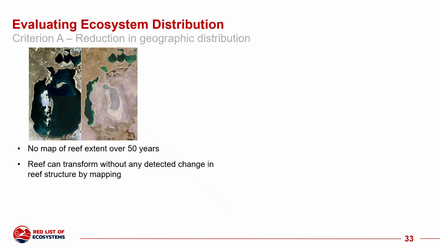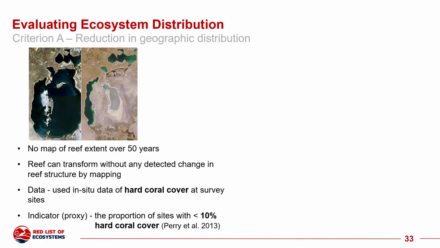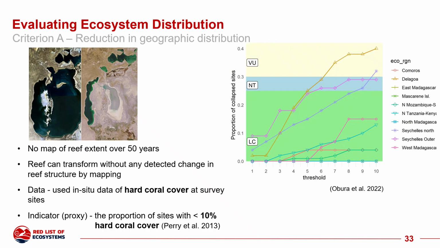To address this, we will adopt a proxy indicator to measure change in reef extent. We will use hard coral cover and measure the proportion of reef sites with less than 10% hard coral cover, which is an estimated minimum threshold for net accretion. Because there is uncertainty around this threshold value, we applied a sensitivity analysis, testing coral cover levels from 1 to 10% in 1% increments to evaluate the effect on the results, as shown in this figure from the Western Indian Ocean. Each line represents a different ecoregion and shows the proportion of sites which fall below different hard coral cover thresholds.